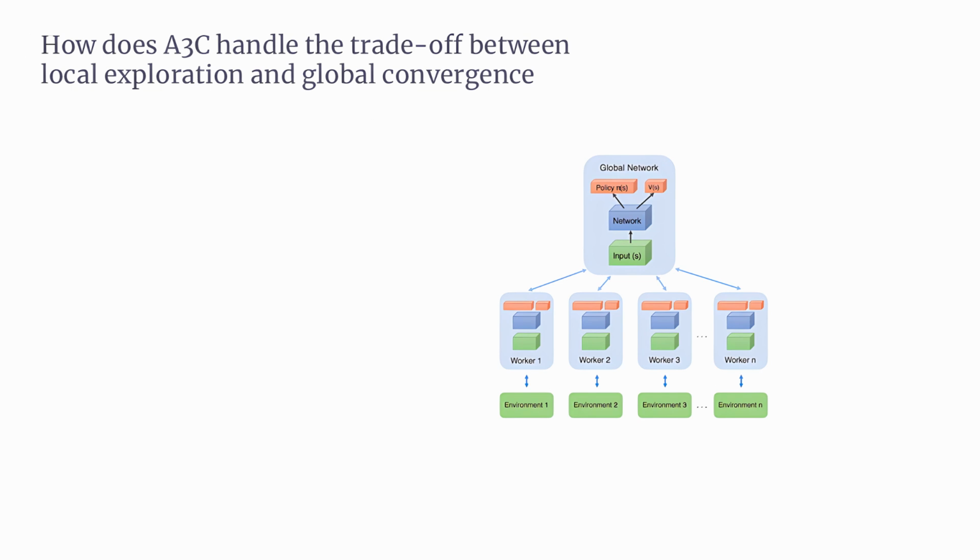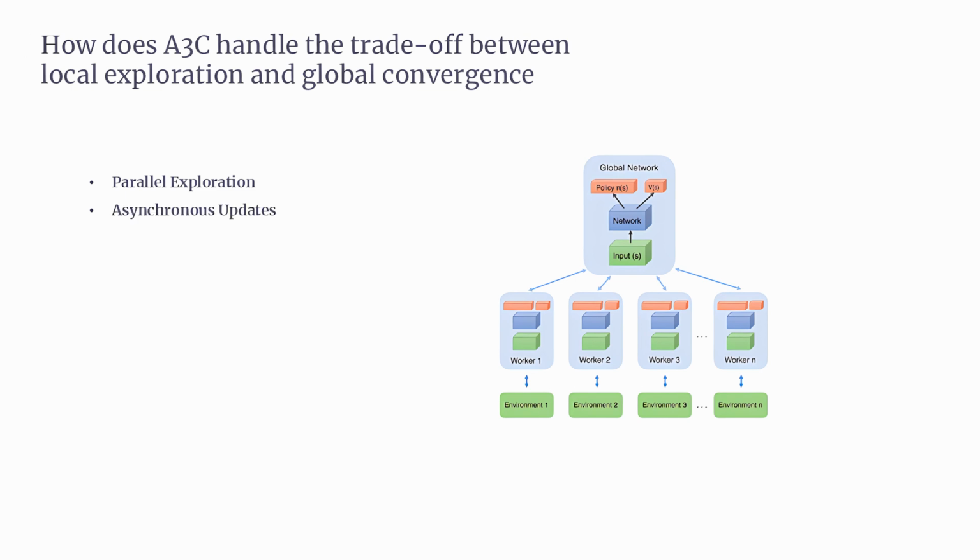In reinforcement learning, there's always a trade-off between exploring the environment and converging to a good global policy. A3C addresses this challenge through several key strategies. The first, parallel exploration. A3C uses multiple agents that explore the environment simultaneously. This parallel exploration leads to a broader range of experiences, meaning the agents can discover different parts of the state action space. This helps avoid getting stuck in suboptimal solutions and ensures more thorough exploration.